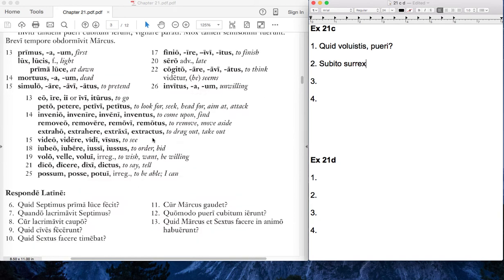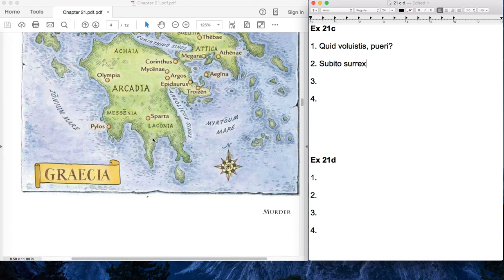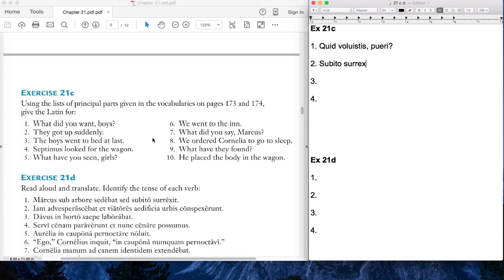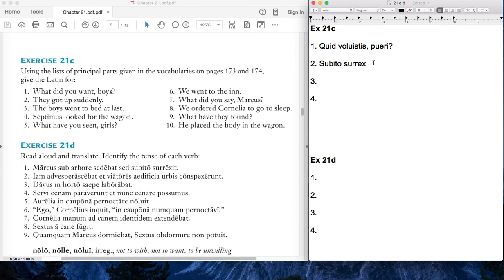But do we need I got up here? No, let's go back to the exercise real quick. We need they got up. Okay, so there's the perfect stem. The ending is this for they. That's third person plural. So I'm not going to keep that dash in there, but I want you to see that. This right here is called the perfect stem, and this is the perfect ending that we need.